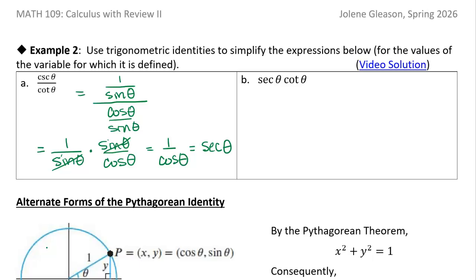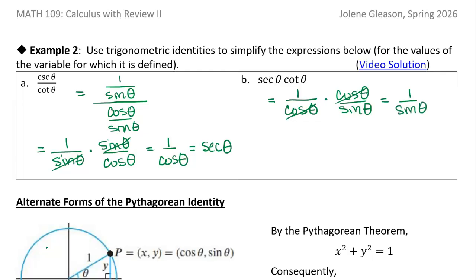The next one we have is secant of theta times cotangent of theta. So let's start by rewriting this in terms of sine of theta and cosine of theta. Secant of theta is 1 over cosine of theta, and the cotangent is cosine of theta over the sine of theta. Notice again, we have a cosine in the numerator and a cosine in the denominator. So cosine divided by cosine is just 1, and we're just going to get 1 over sine of theta.